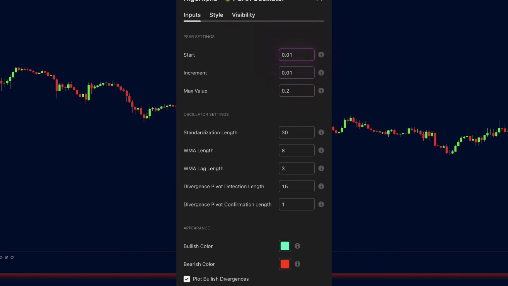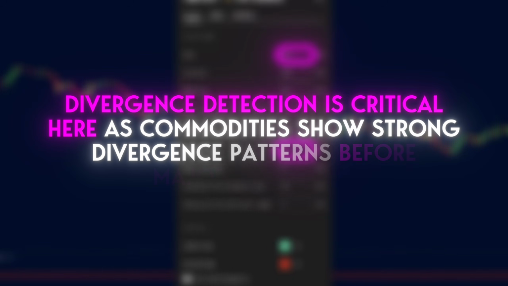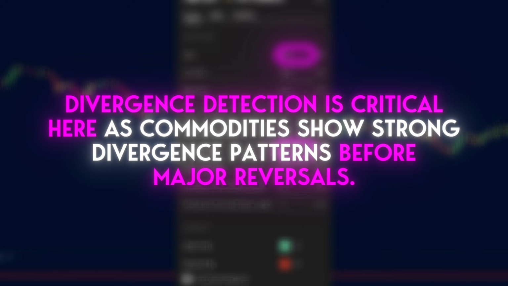For gold, use PSAR start of 0.02 and WMA length of 8 for faster response to news events. Divergence detection is critical here as commodities show strong divergence patterns before major reversals.